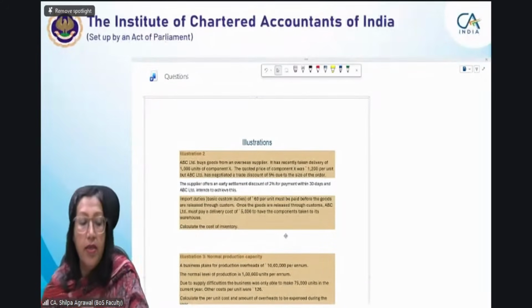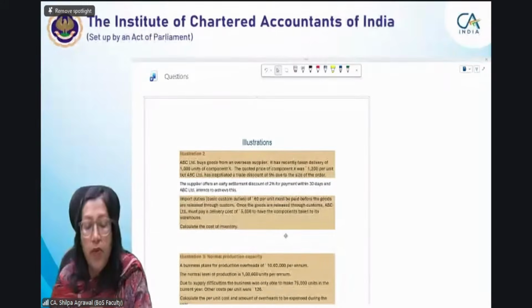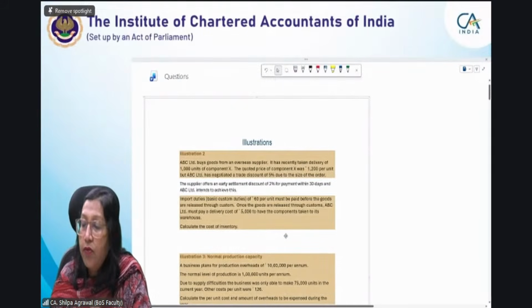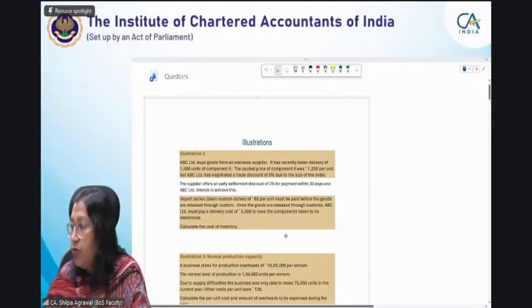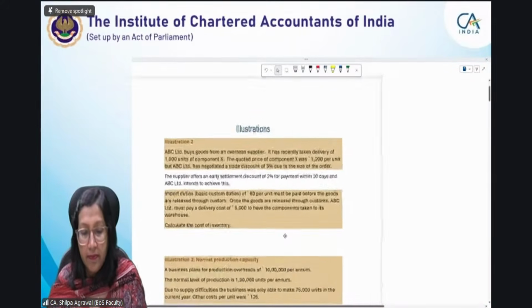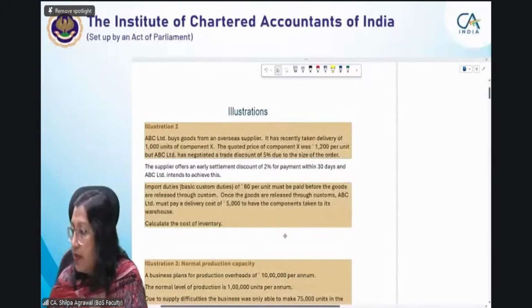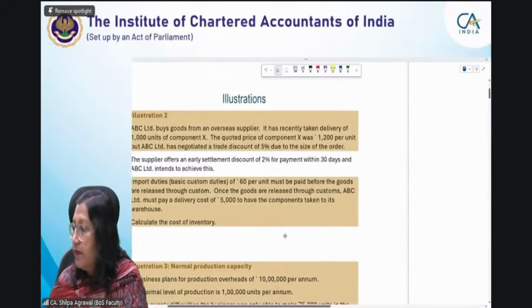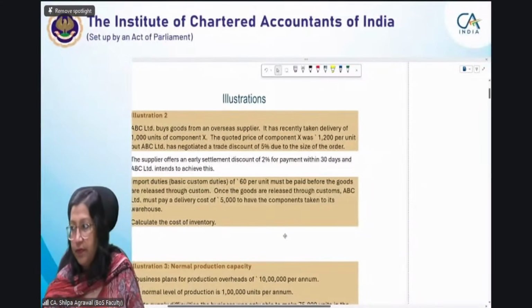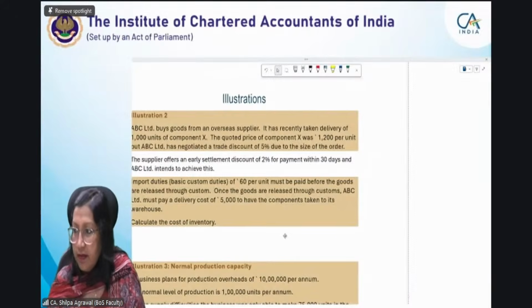Okay. Question is ABC Limited buys goods from an overseas supplier. It has recently taken delivery of 1,000 units. Please can you zoom the slide? Yeah, sure. Is it visible now? Okay, good.